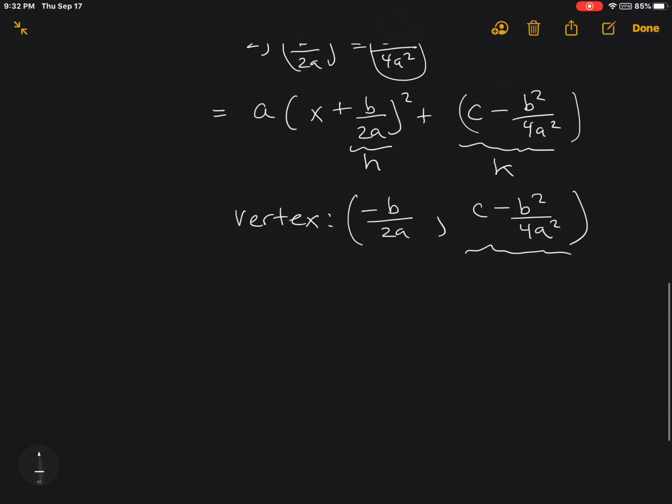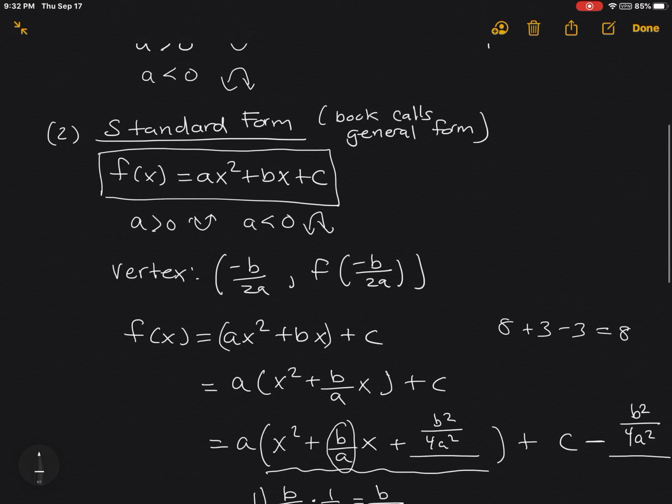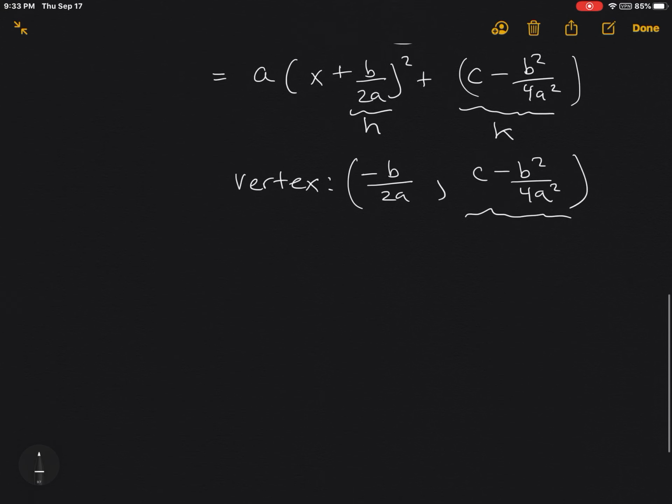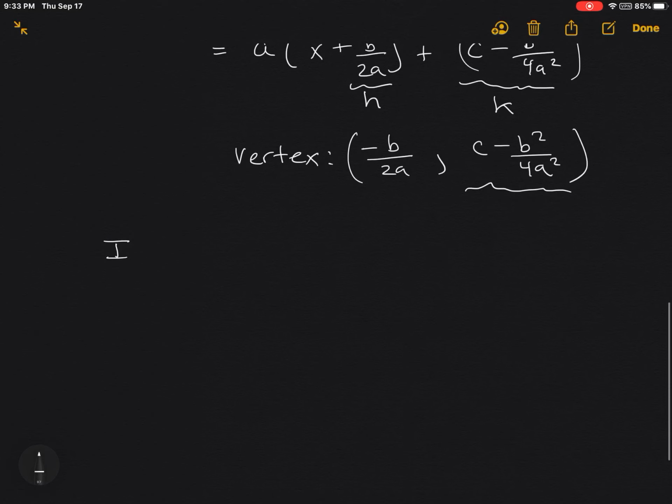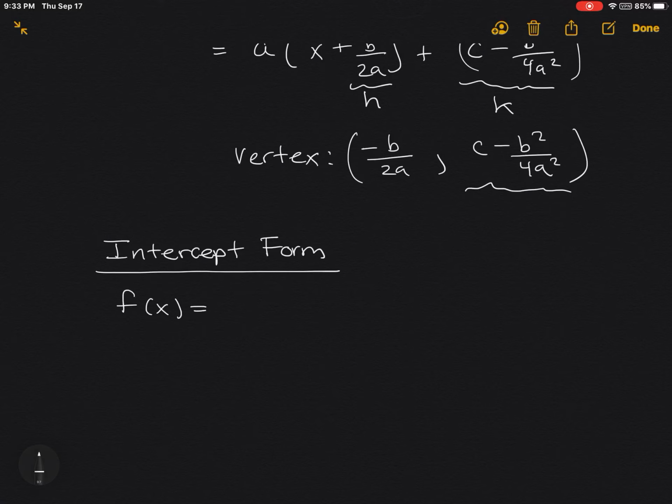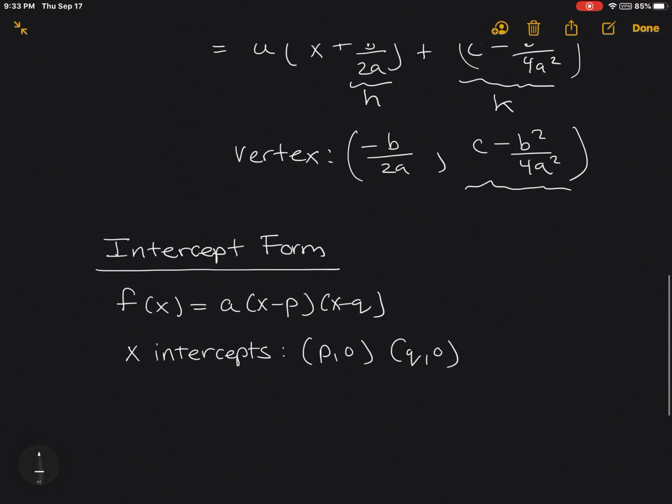All right, we're going to move on to intercept form. So I believe this was number 2, and we'll call this number 3 here, okay? Intercept form. Intercept form is just given by this: a, x minus p, x minus q, okay? The x-intercepts are p and q. You have p comma 0, and then q comma 0. Okay, it doesn't matter what I call it.